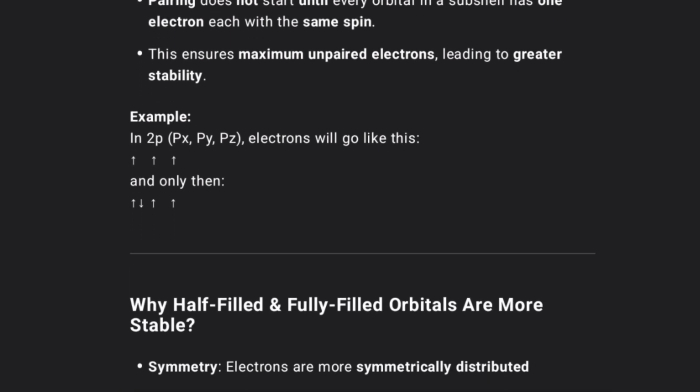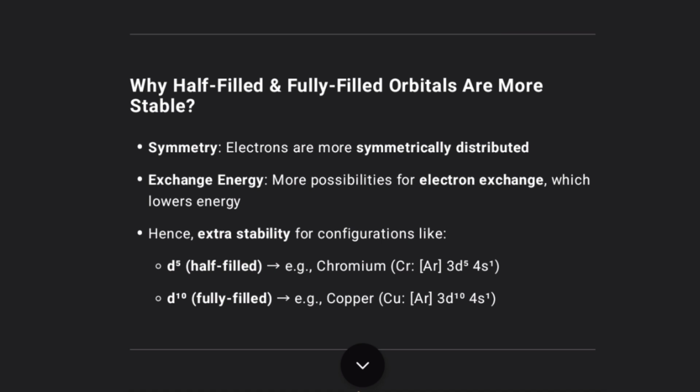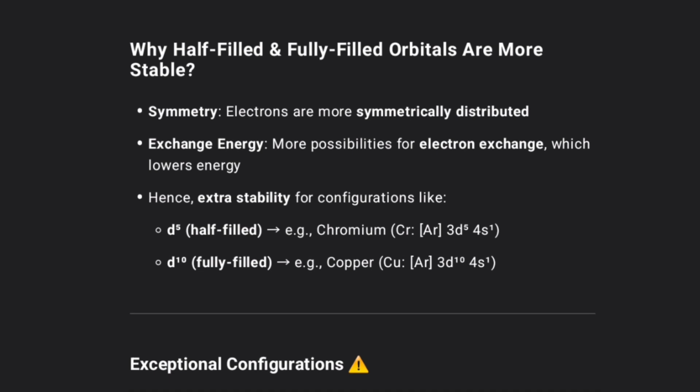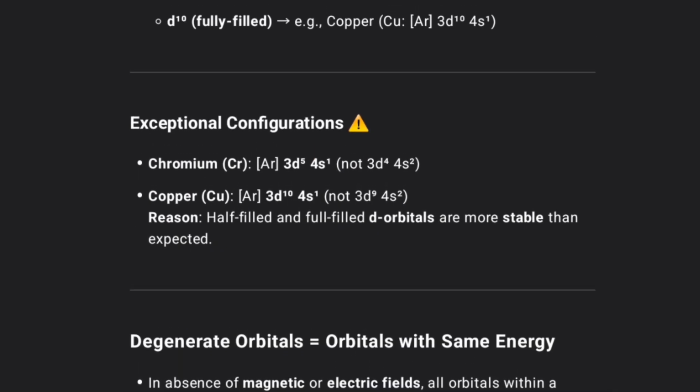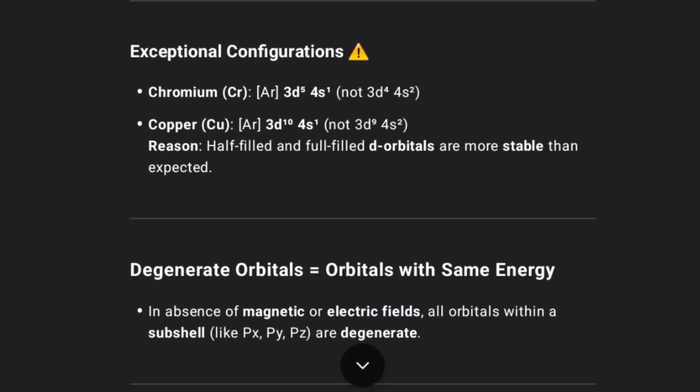Why are half-filled and fully filled orbitals more stable? Symmetry: electrons are more symmetrically distributed. Exchange energy: more possibilities for electron exchange, which lowers energy, hence extra stability for configurations like d half-filled, e.g., chromium, Cr: [Ar] 3d5 4s1, and d fully filled, e.g., copper, Cu: [Ar] 3d10 4s1. That's for exceptional configurations. Chromium is 3d5 4s1, not 3d4 4s2. Copper is 3d10 4s1, not 3d9 4s2. Reason: half-filled and fully filled d orbitals are more stable than expected.